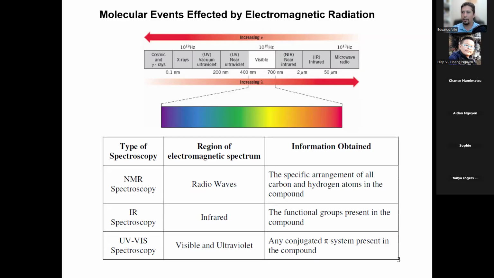So one of the pre-lab quiz questions was, what is something that we can learn from infrared spectroscopy? What functional groups are present? Because the functional groups have specific bonds that vibrate at specific wavelengths. We'll get into that. We also have a type of spectroscopy called ultraviolet visible light, right?